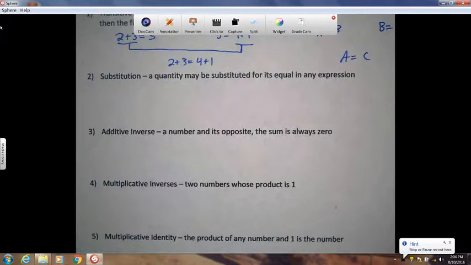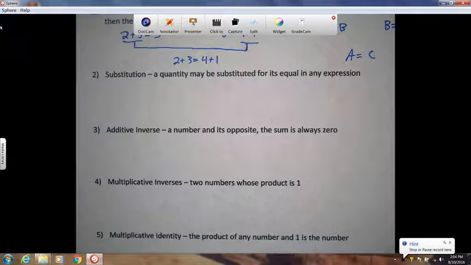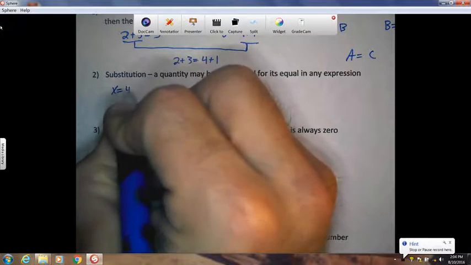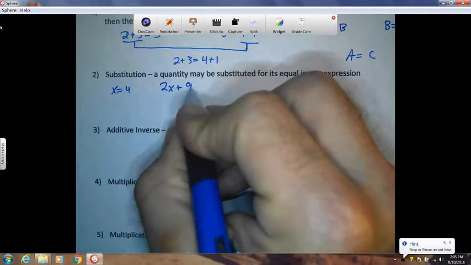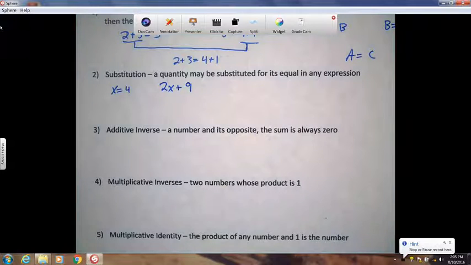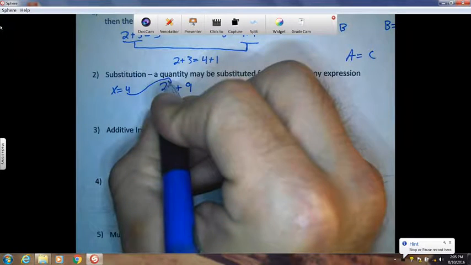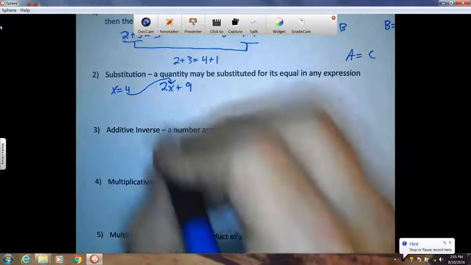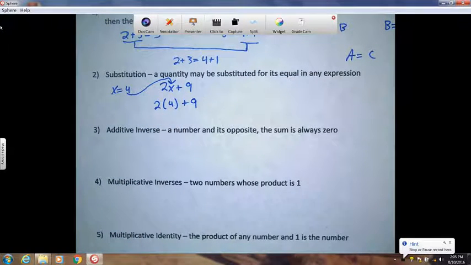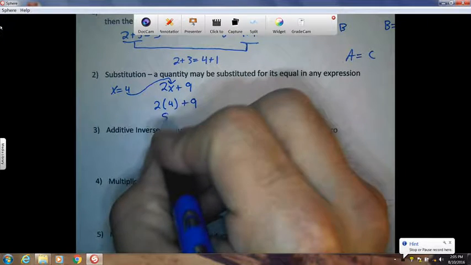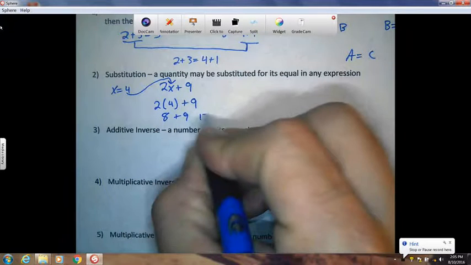Substitution. You can substitute anything for its equal. So if you know x is equal to 4, and you have an expression that says 2x plus 9, you can substitute the 4 in for x. So it's 2 multiplied by x plus 9, so 2 multiplied by 4 plus 9. So that's 8 plus 9, which is 17.